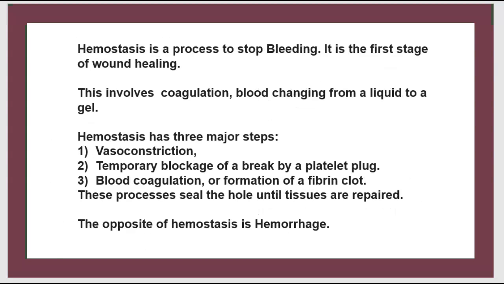Hemostasis is a process to stop bleeding. It is the first stage of wound healing. This involves coagulation, blood changing form from a liquid to a gel. Hemostasis has three major steps: vasoconstriction, temporary blockage of a break by a platelet plug, and blood coagulation or formation of a fibrin clot. This process lasts until the tissue is repaired. The opposite of hemostasis is hemorrhage.